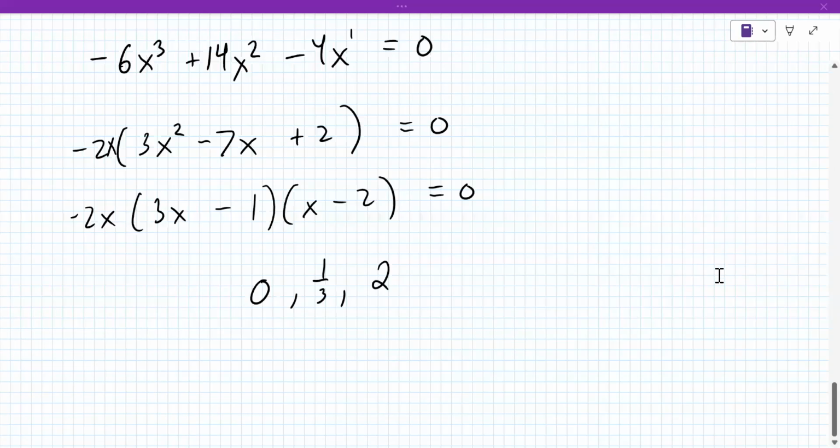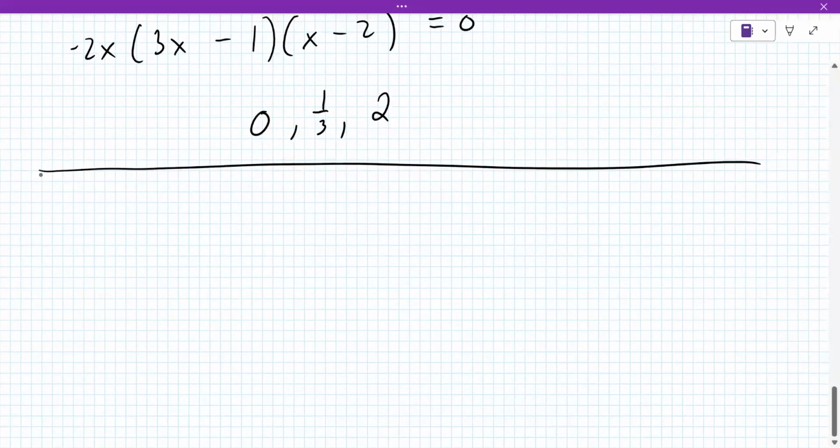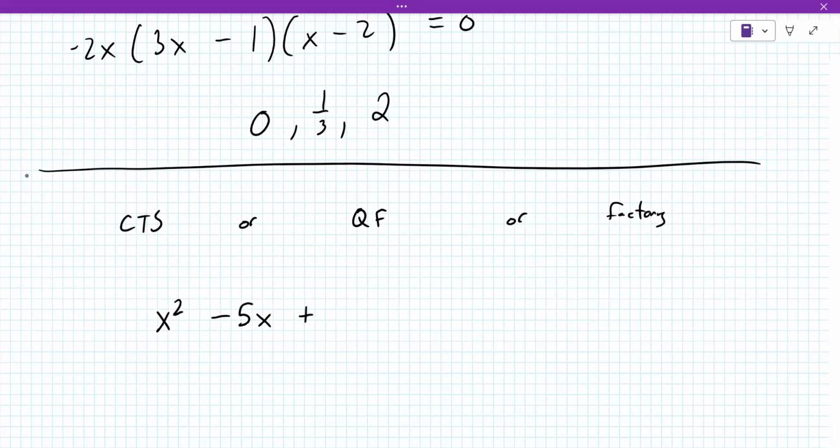Okay, so we're gonna transition here to including problems where you should either complete the square or use the quadratic formula, or some that are factoring. I'll sprinkle those in. Here's an example problem: x squared minus 5x plus 2 equals 0. Go ahead and solve that, either completing the square, quadratic formula, or factoring if it's possible. I don't think factoring is possible there. It does not appear so.